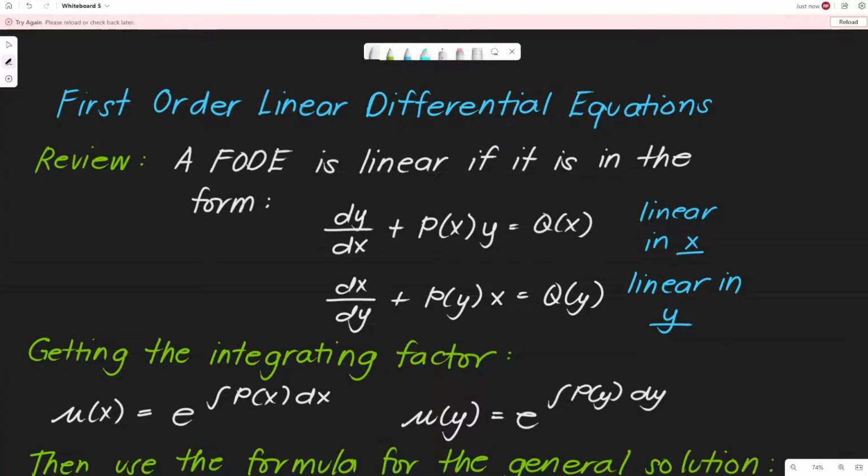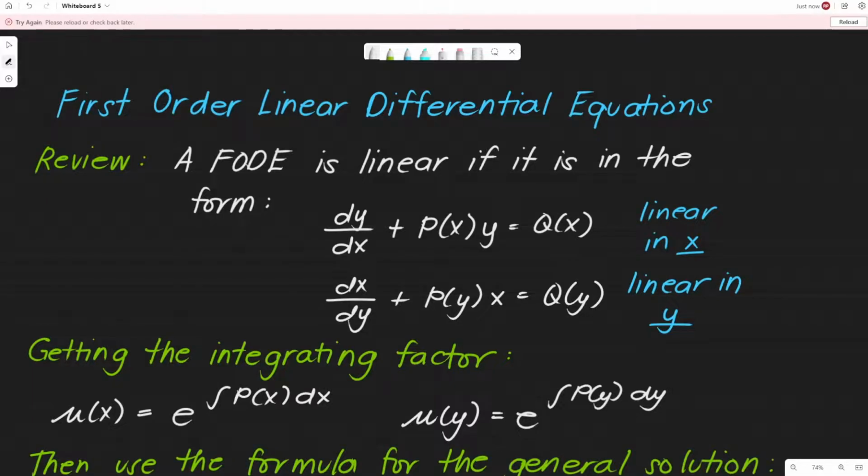So, previously we have discussed more of general first order differential equations. Now let us jump into a more specific kind of first order differential equation, which is the first order linear differential equation. So, a little review first.